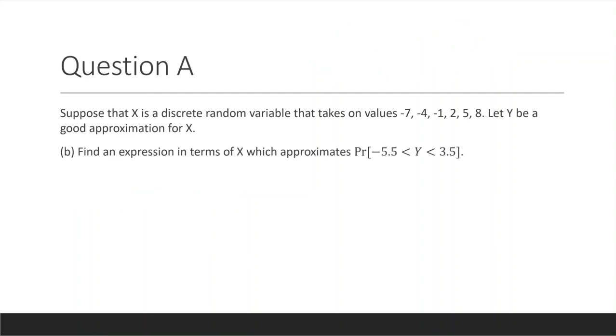Let's look at part B. We want to find an expression in terms of x which approximates the probability that y is greater than -5.5 and less than 3.5. Again, we can look at a number line. What is the interval that we care about? It's this interval here. So let's highlight that.